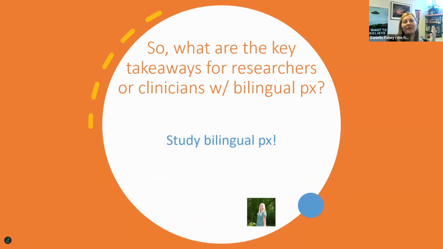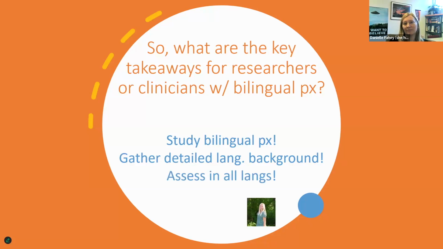We just don't really have enough data. More work needs to be done. If you have a bilingual patient, if you have a bilingual participant, gather detailed language background because it is relevant to understanding their behavioral pattern, and finally assess them in all languages.